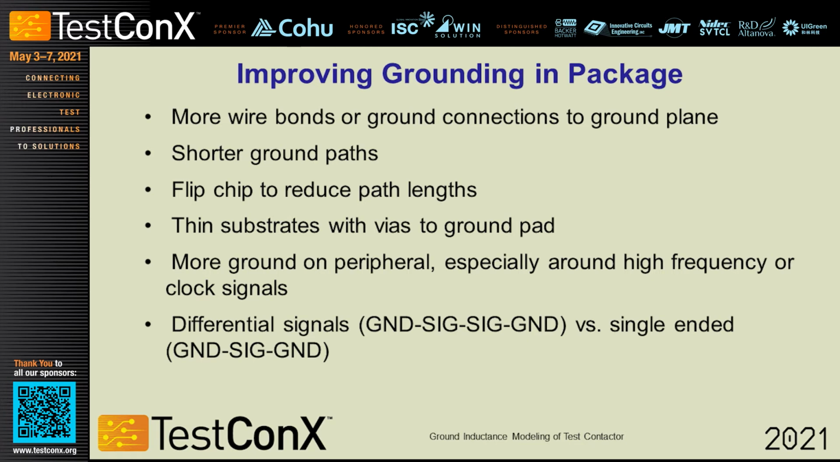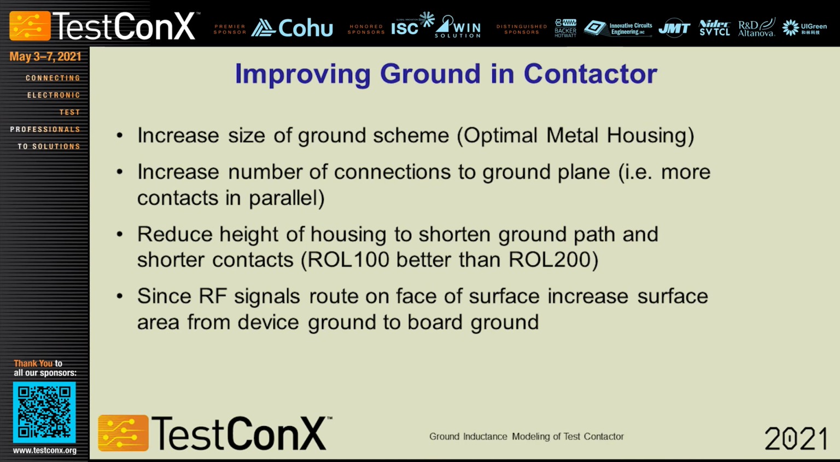Improving the contactor is real important because you want to have the best contactor possible because you have a certain amount of margin that the device will have, and you want to make sure that the ground inductance of the device is within that margin. So some of the better ways to improve the ground inductance of the contactor is to increase the size of the ground scheme. Optimally, a metal housing is the best you can do because you've got all that metal surface and ground connections and ground paths from the device ground to the load board ground.